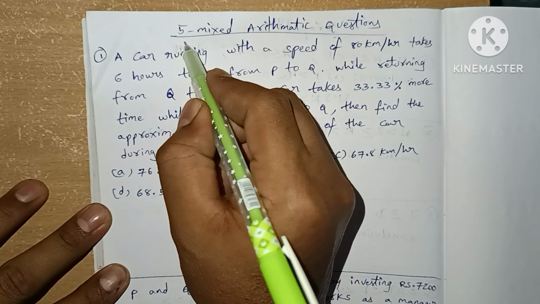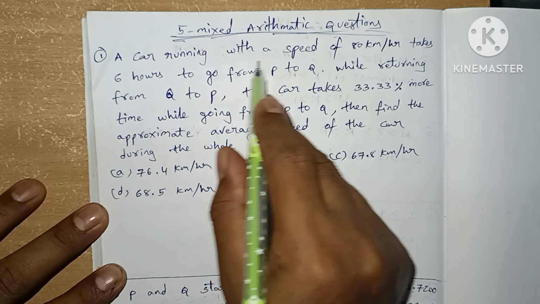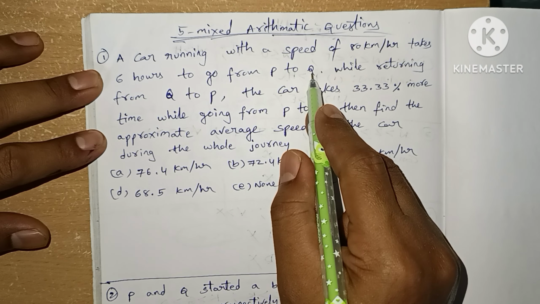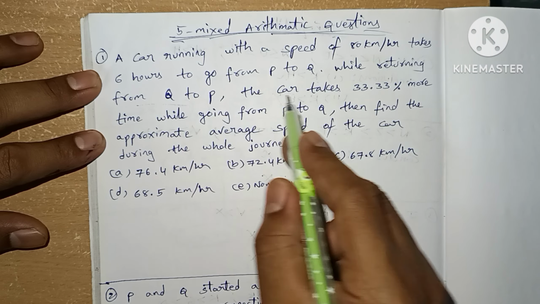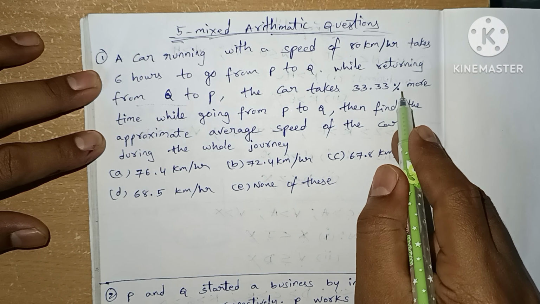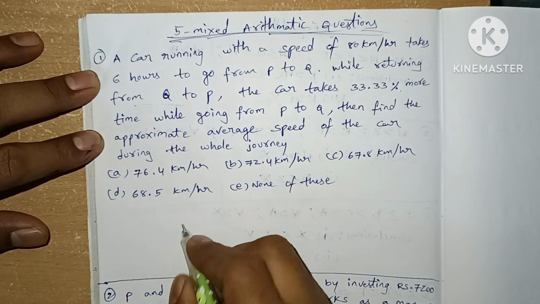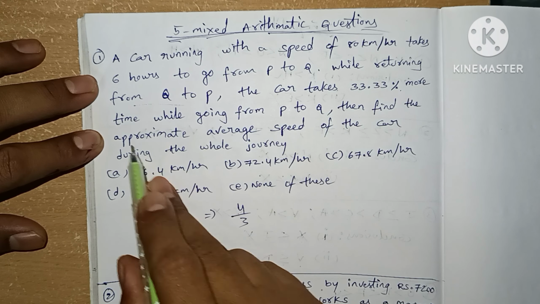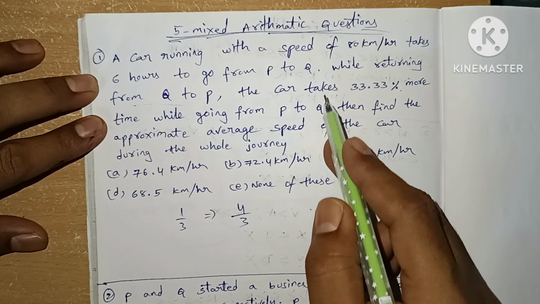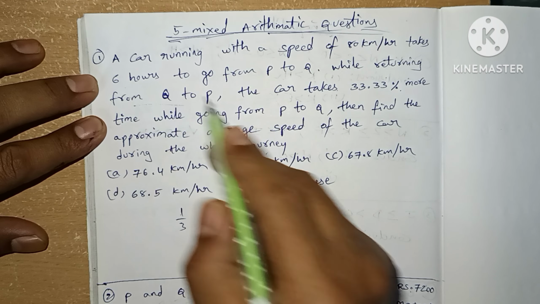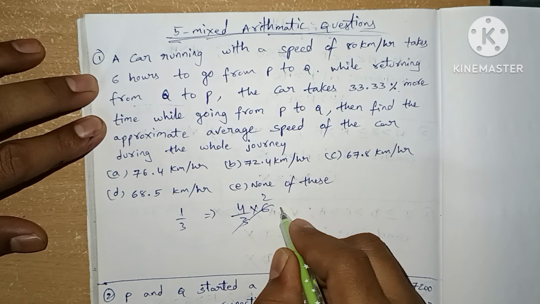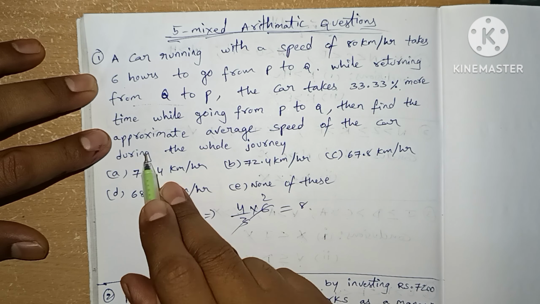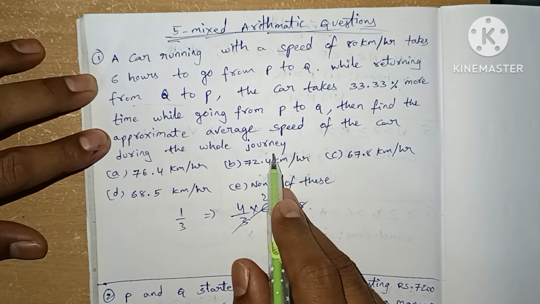Now we are going to see 5 mixed arithmetic questions. A car is running with a speed of 80 kilometers per hour. It takes 6 hours to go from P to Q. While returning from Q to P, the car takes 33.33% more time. 33.33% means 1/3 more, so 4/3 of the time taken while going from P to Q. P to Q takes 6 hours, so it will be 8 hours. We need to find the approximate average speed of the car during the whole journey.